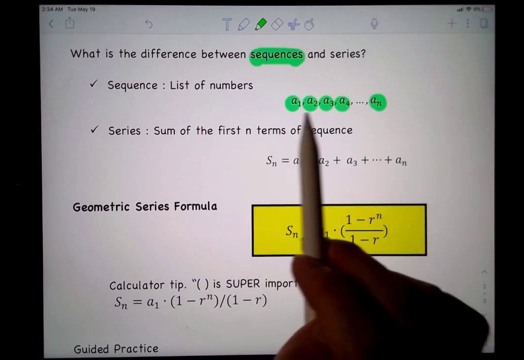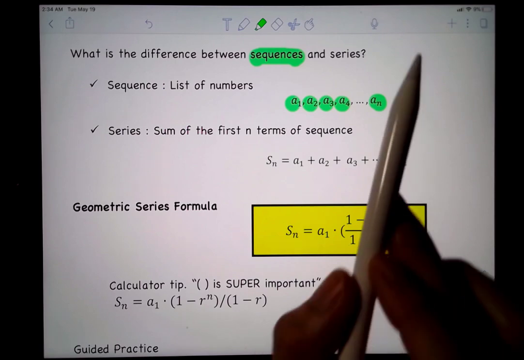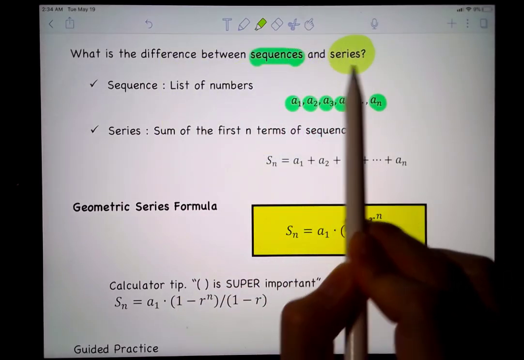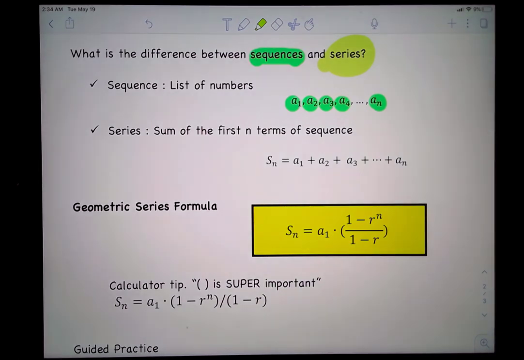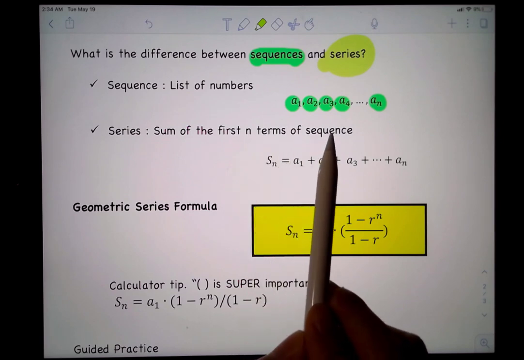So we say the list of numbers is the sequence, right? And today's word is series. So this is the thing we want to do today. Series is the sum of the first n terms of the sequence.